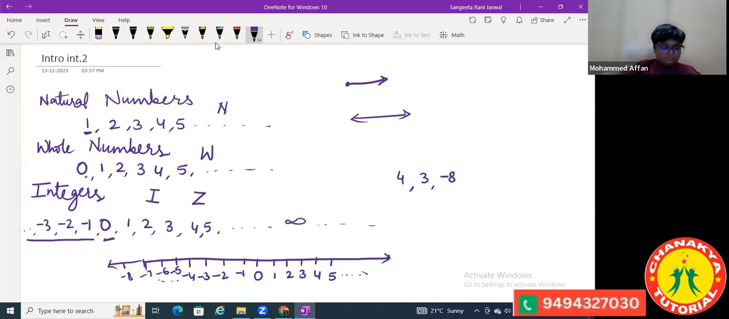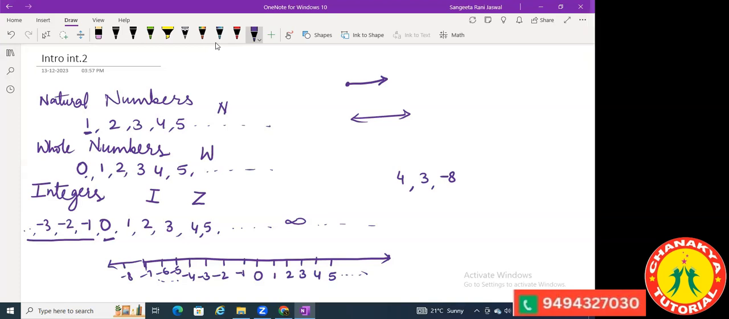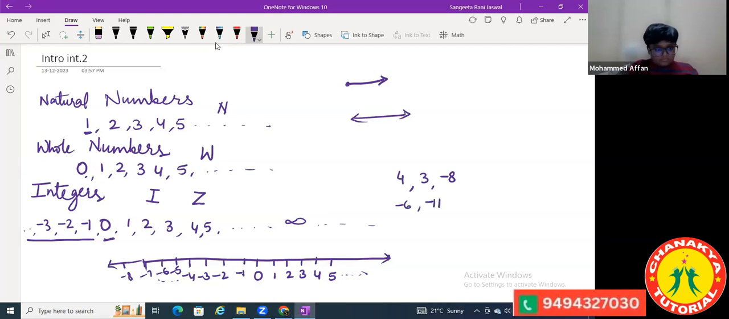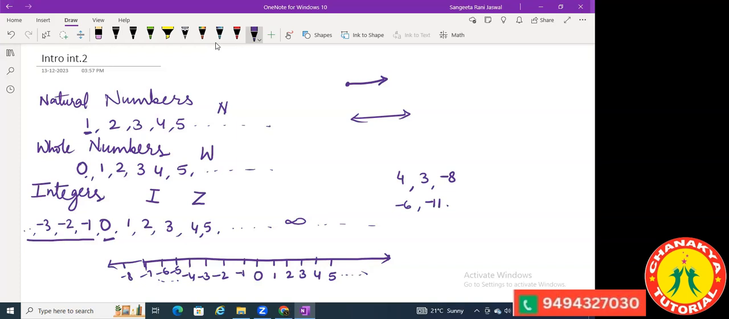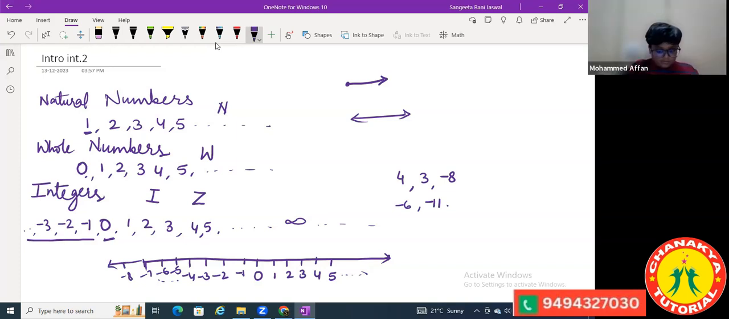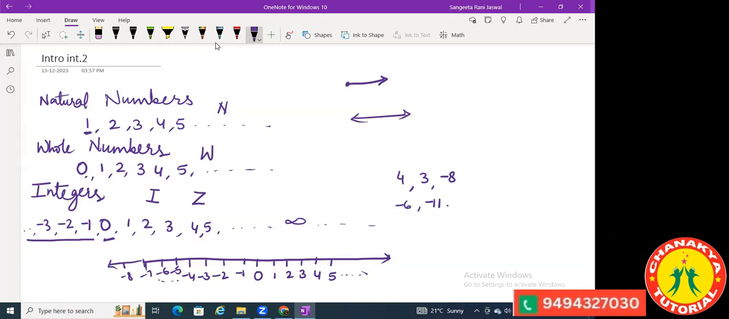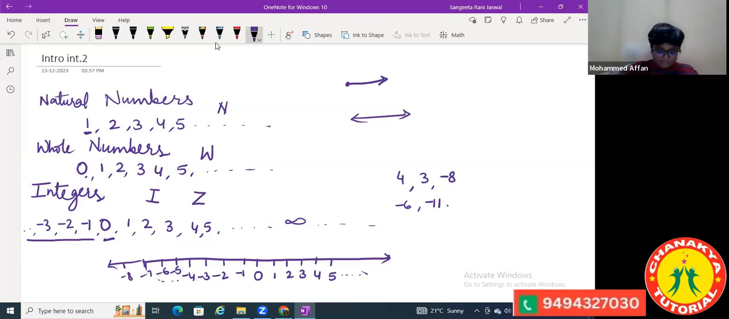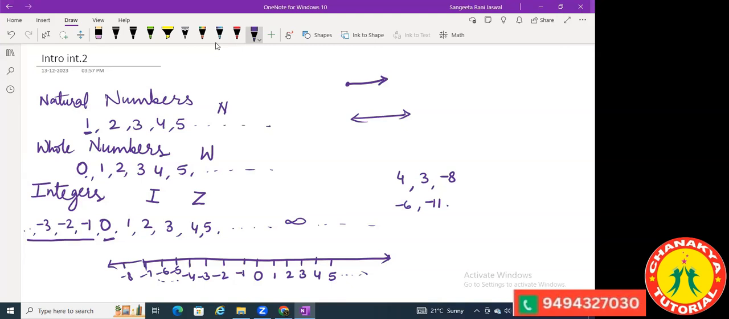Please plot these numbers on your number line in your notebook, and show me in front of the camera. And please make a notebook for maths, so that whatever we do, you have all that work in one notebook. Yes, ma'am. Should we mark the numbers on the number line? Yes, mark them on the number line.